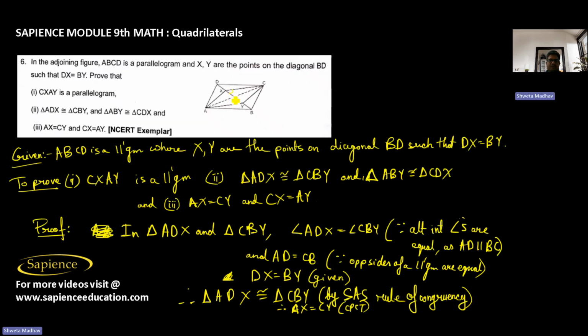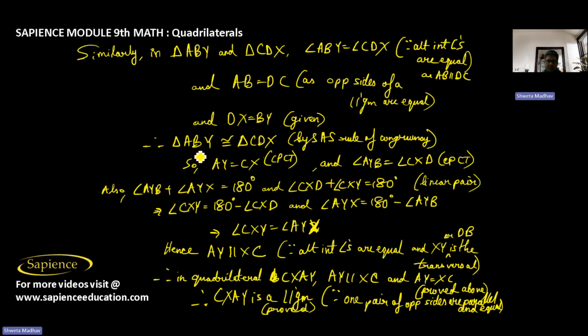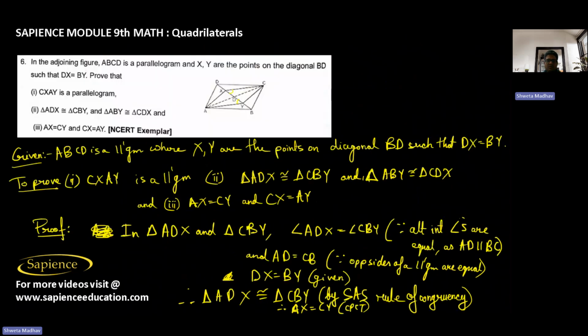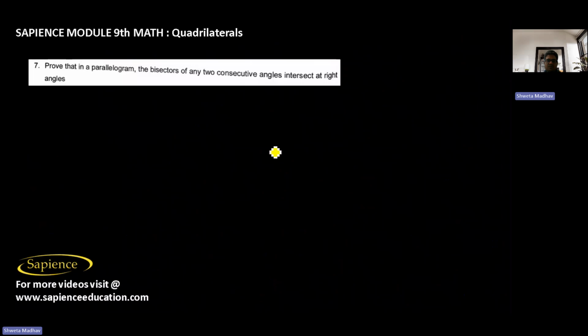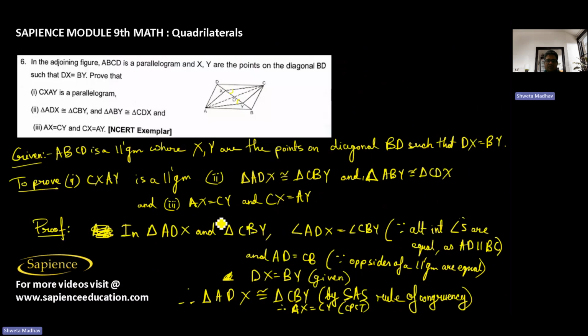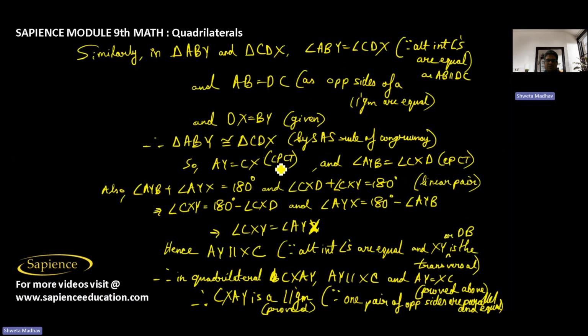Hence we have proved that CXAY is a parallelogram, and we have also proved that triangle ADX is congruent to triangle CBY, and that triangle ABY is congruent to triangle CDX, and that AX equals CY and CX equals AY. And then it is told, prove that in a parallelogram, the bisectors of any two consecutive angles intersect at right angles.